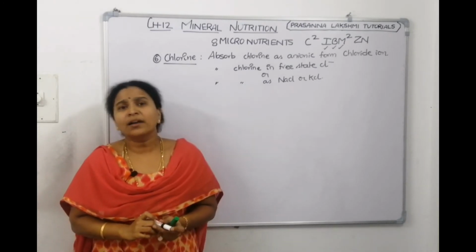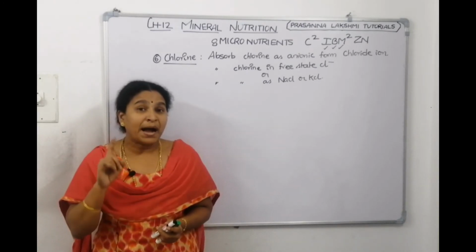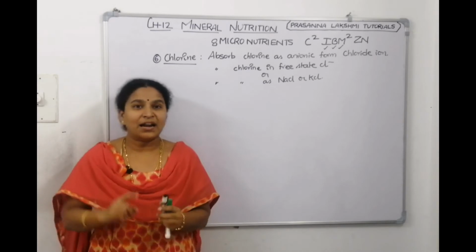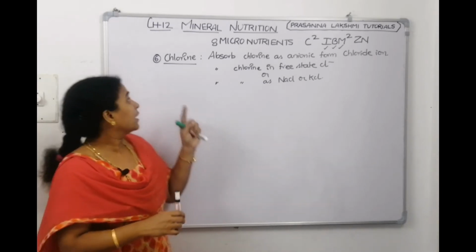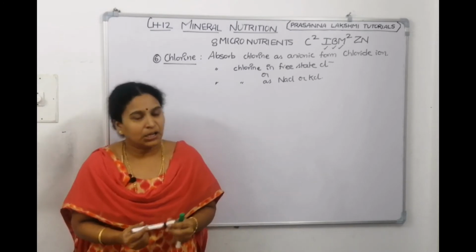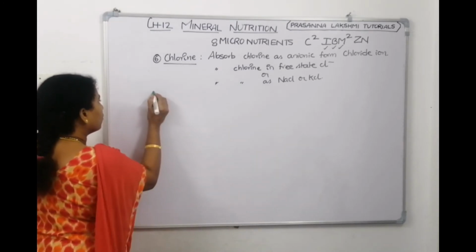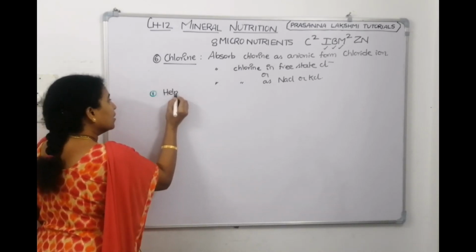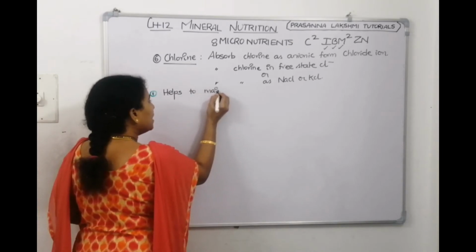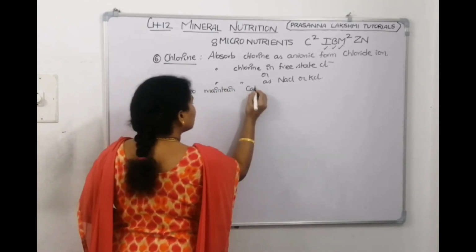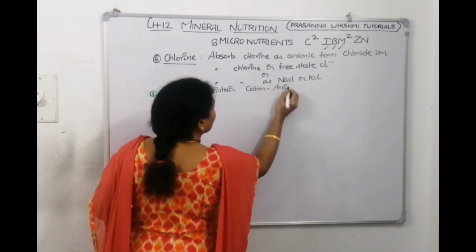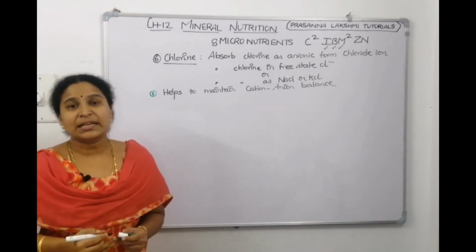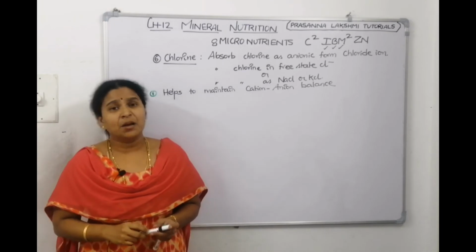Now, what is the important function of chlorine? When we were talking about macronutrients like potassium, there we said K plus helps in cation anion balance. So here the same function we can tell, chlorine helps in cation anion balance. So the first function of chlorine is that it helps to maintain cation anion balance.